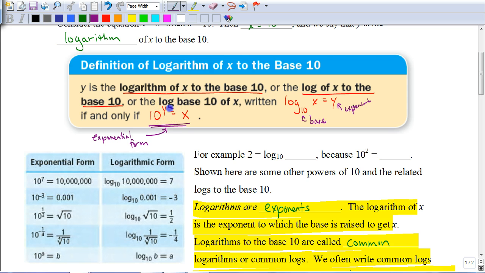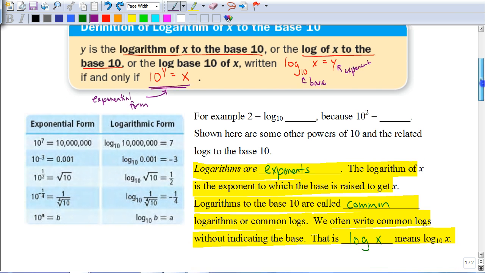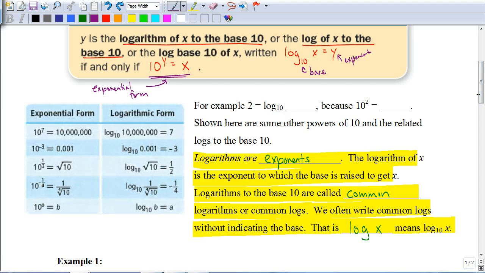Which is what we have over here. So that's what's important to know about logarithms. Hopefully we'll look at some examples here, and hopefully it'll start to come together for you. As far as transferring between logarithm form and exponential form, that's what this table is doing here.